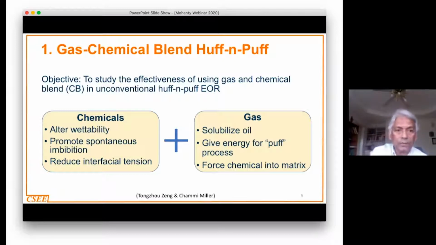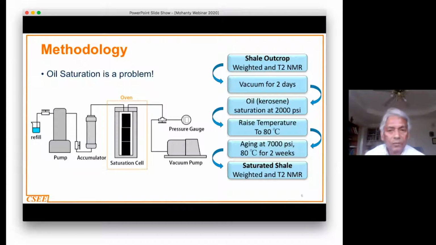So the goal of this first study is to test this out in the laboratory. And this work was done by Tongzhu and Chen. So this is what we do here. We work with shale outcrops. Now, saturating these shales is very difficult because both the porosity and the permeability are very, very low. Okay? So we have to actually go through a process to put oil into this.